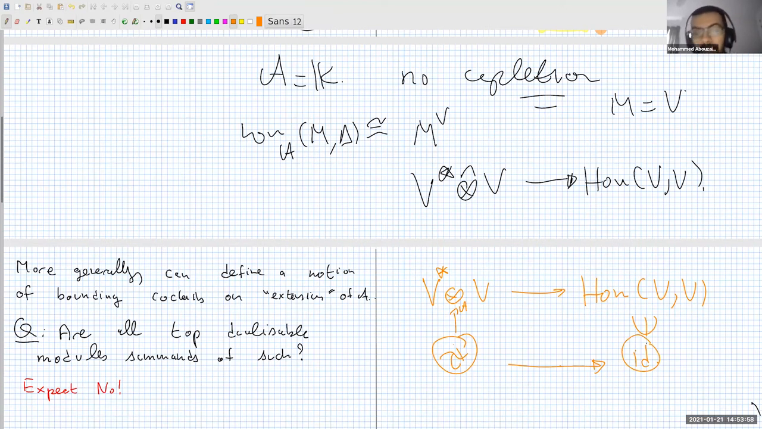But when you complete, that's not as clear. And so that's why I'm saying I currently expect, even though somebody may correct me in the future, that there should be some topologically dualizable modules which are not obtained just as summands of these extensions. Okay. So this is the notion, and I'm claiming that this is a good notion. And part of the reason that I'm claiming that is the next part of the talk. So maybe I should just pause for a second and see if there are any questions.